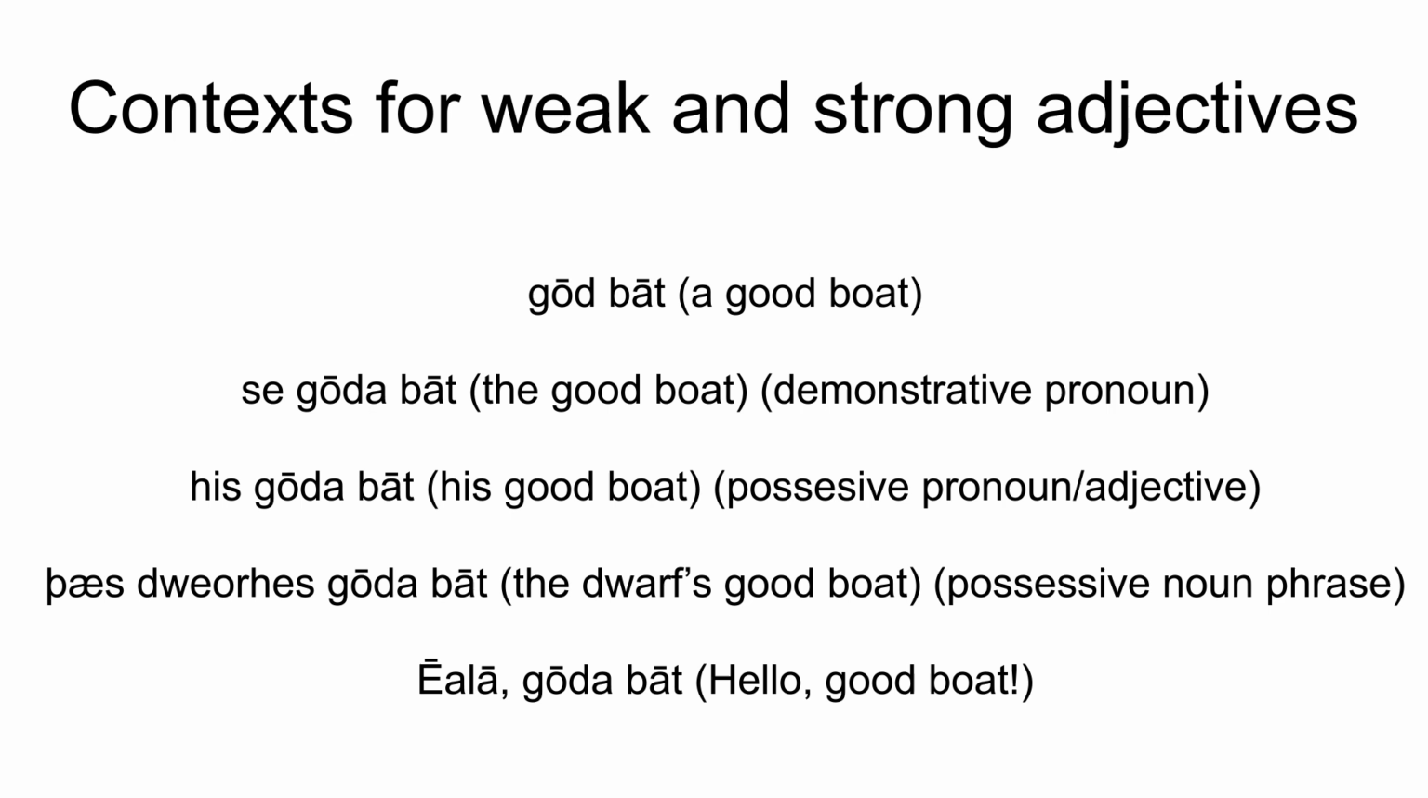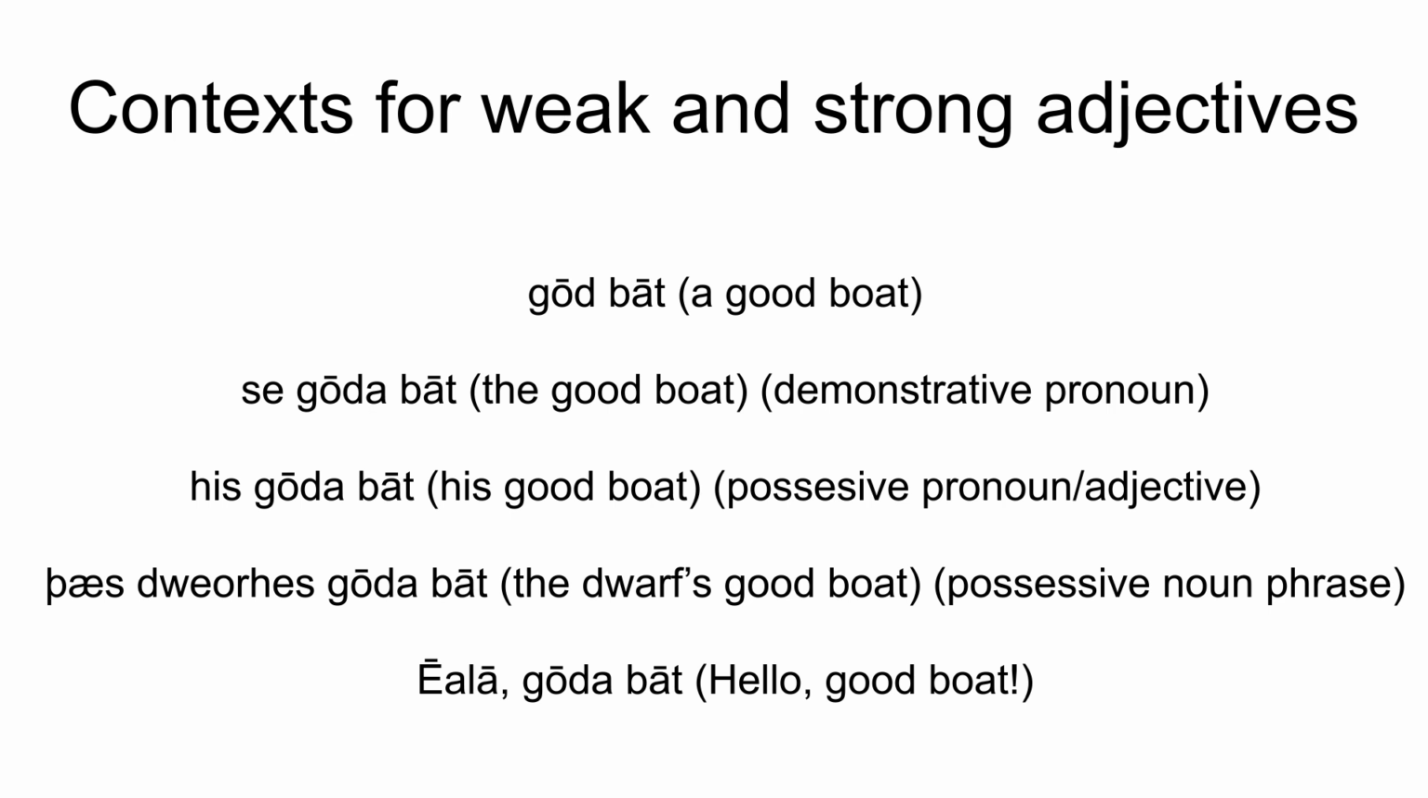So what does the difference depend on? Here's an overview of possible contexts in which you might encounter a strong form or a weak form of an adjective. Note that I've used the same noun in each phrase. God bat, se goda bat, his goda bat. Thas dwerges goda bat, eala goda bat. As you can see, the adjective is strong in the first example. In the other four examples, it is weak.